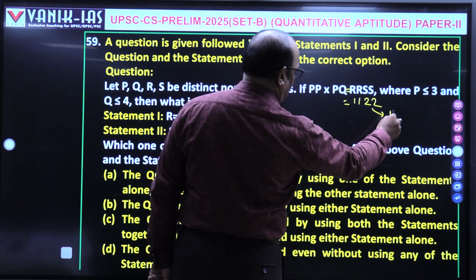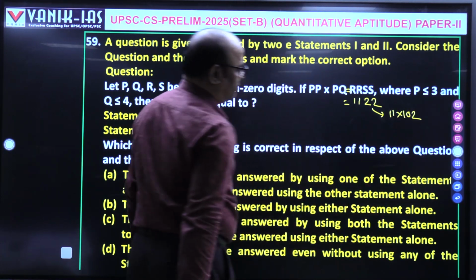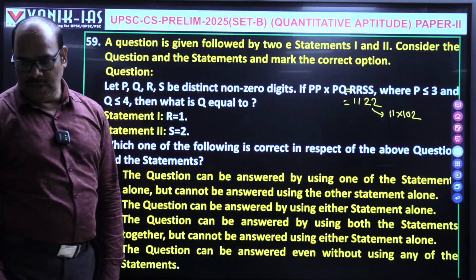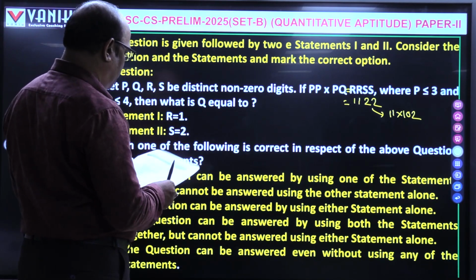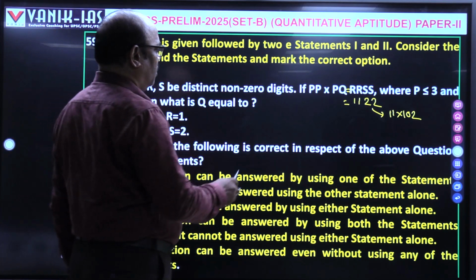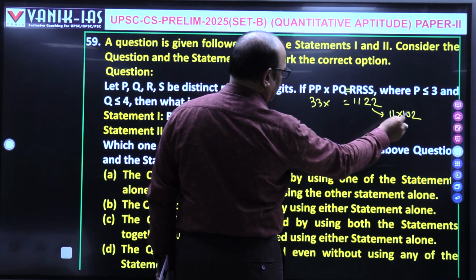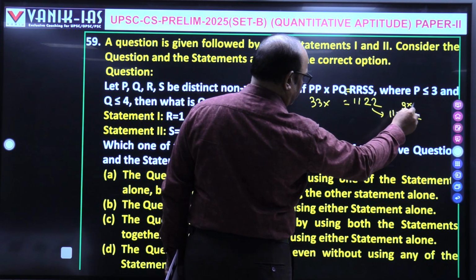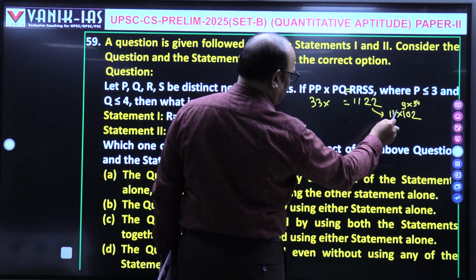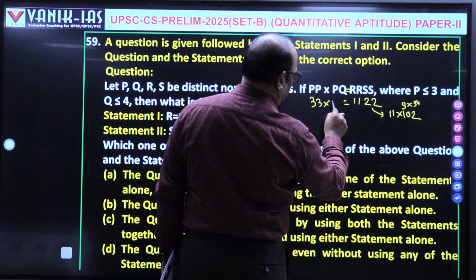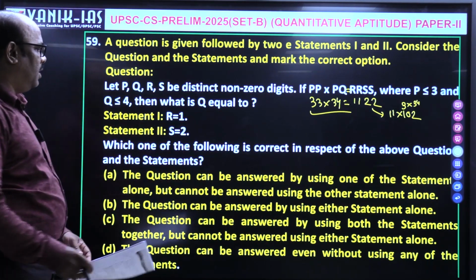Factorize this, 11 into 102. So what are the two numbers P and Q? Their multiplication will be 1122. So the two numbers: 33 into 34. Factorizing, 1122 is 11 into 3 into 34. So the first number is 11 into 3, 33, and then the other is 34. So these two numbers are satisfied. So 33 into 34 is 1122.